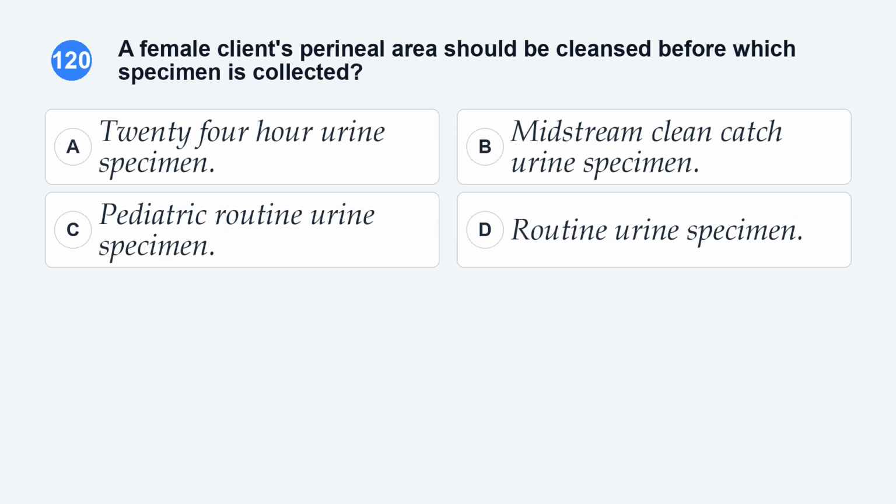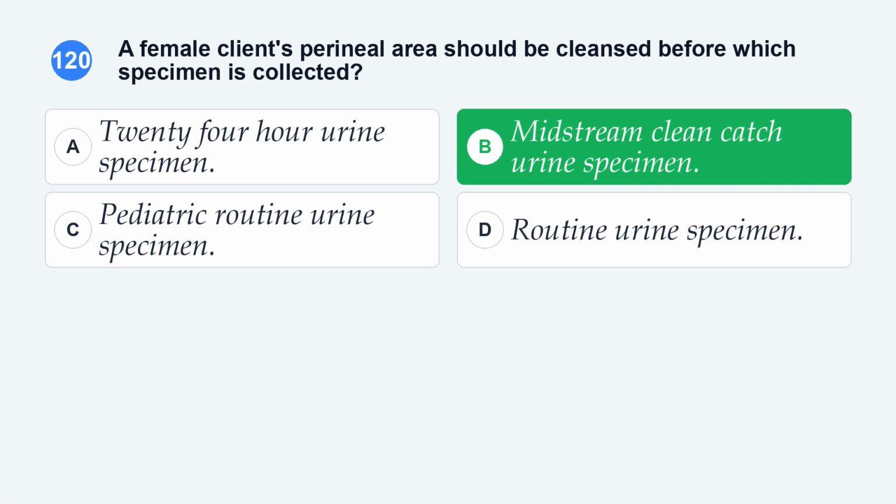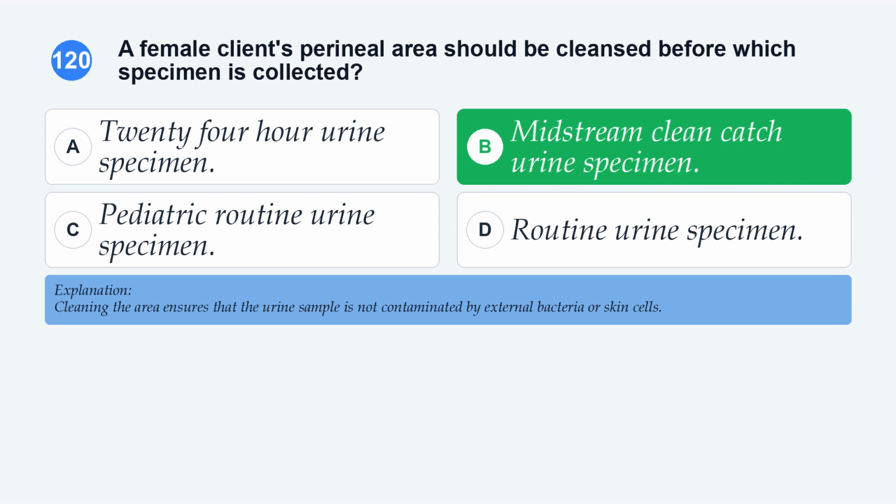Question 120. A female client's perineal area should be cleansed before which specimen is collected? Option A, 24-hour urine specimen. Option B, midstream clean catch urine specimen. Option C, pediatric routine urine specimen. Option D, routine urine specimen. The correct answer is option D, midstream clean catch urine specimen. Explanation. Cleaning the area ensures that the urine sample is not contaminated by external bacteria or skin cells.